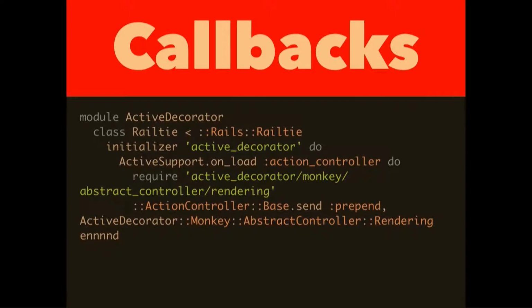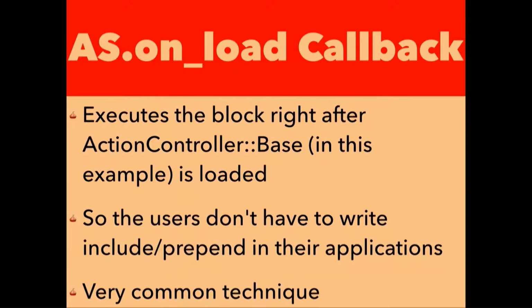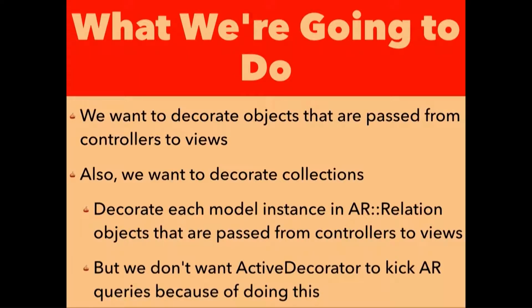Callbacks. Instead of letting the user include something, we can do it in a Railtie in a plugin. Of course, you know it. This is also a very common technique. There's nothing special here. So I think a truly unique characteristic of Active Decorator is the way it monkey patches the core classes. What Active Decorator monkey patches and how it monkey patches is like this.